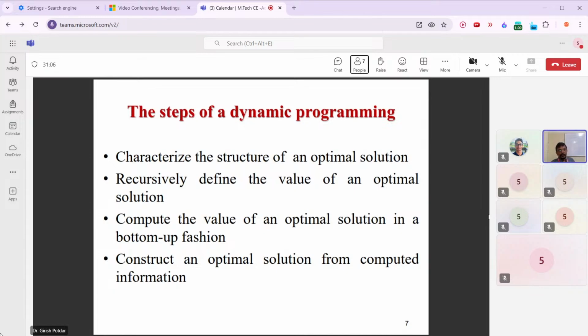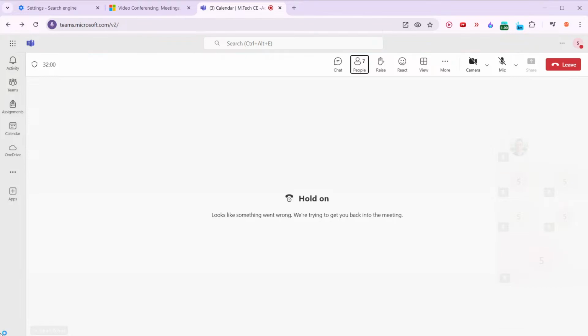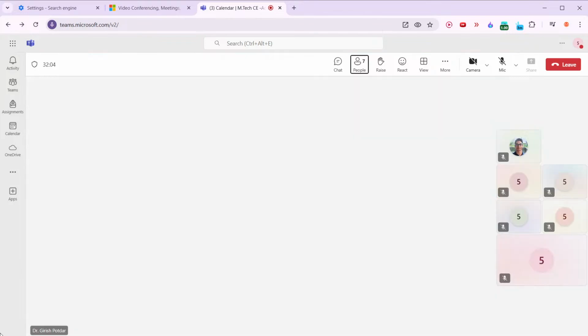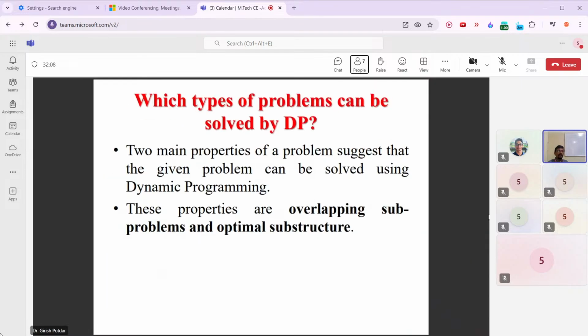Right? Okay. So the step is to characterize the structure of an optimal solution. That means what I am looking at is problem solving using dynamic programming. And which type of problems can be solved using dynamic programming?